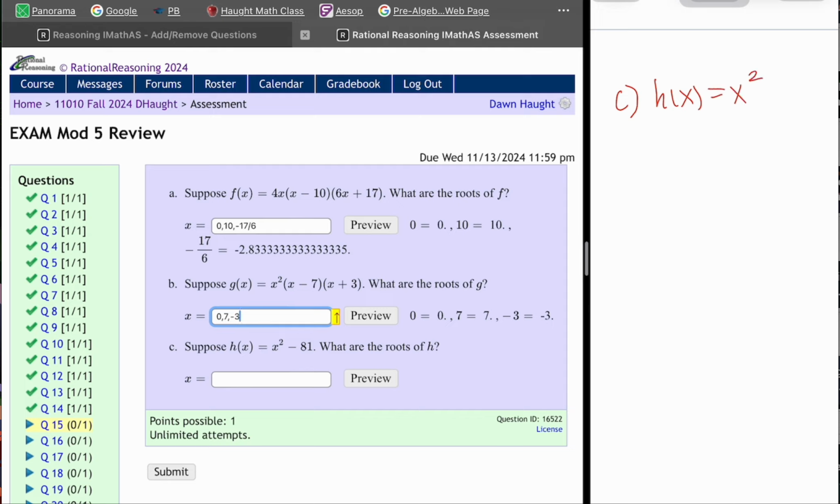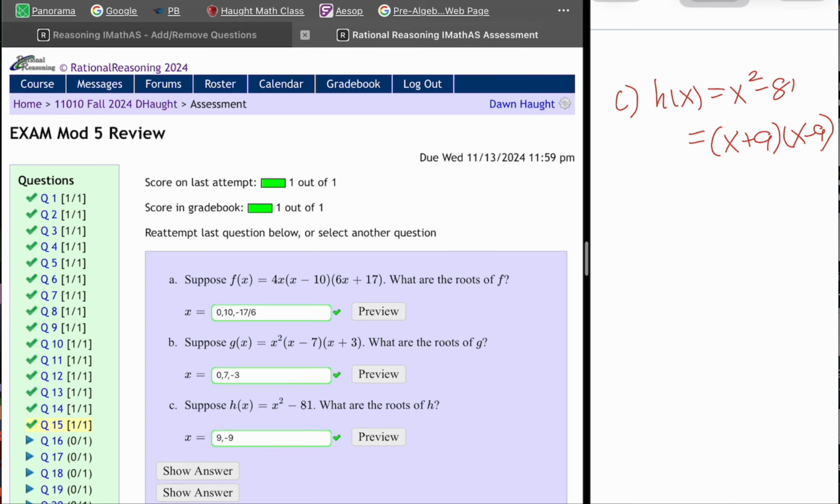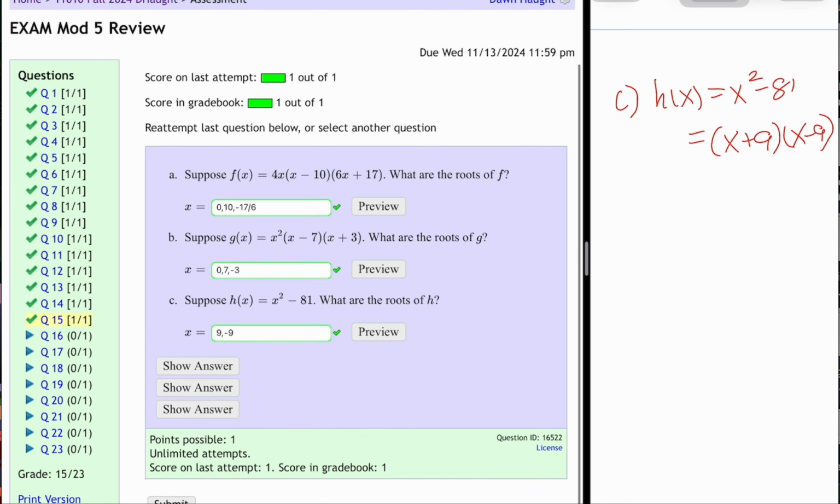For me, this is a difference of squares. So that is x plus 9 times x minus 9. We can see that we have roots at 9 and negative 9. Now, if you're not good at factoring, if you use the quadratic formula using an a value of 1, a b value of 0, and a c value of negative 81, you also get 9 and negative 9. So if you don't see that difference of squares, that pattern is something really important. Hopefully by now you've seen enough to know how that works. So that is finding roots.